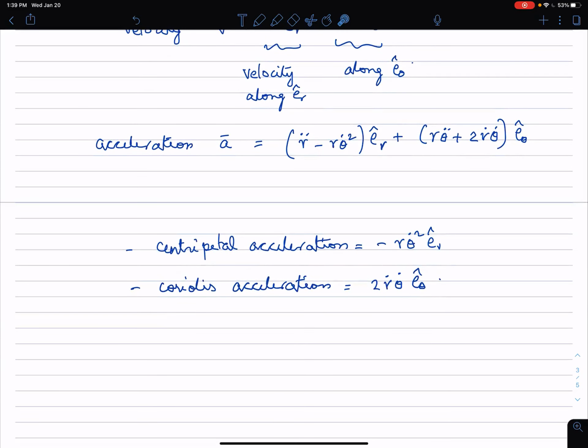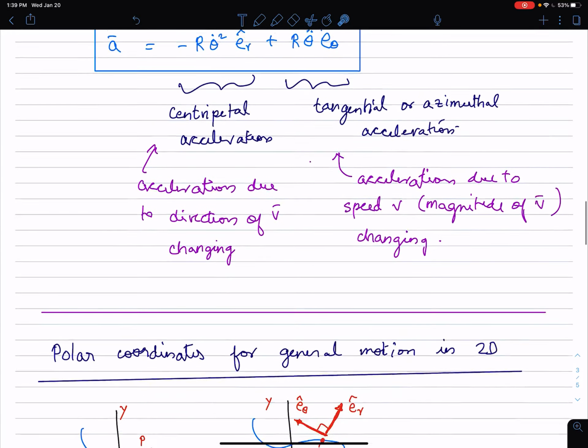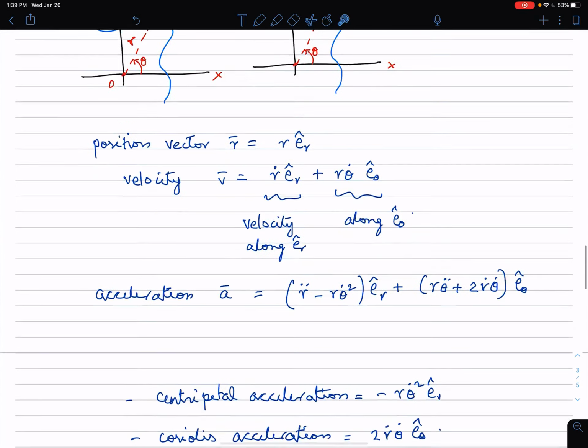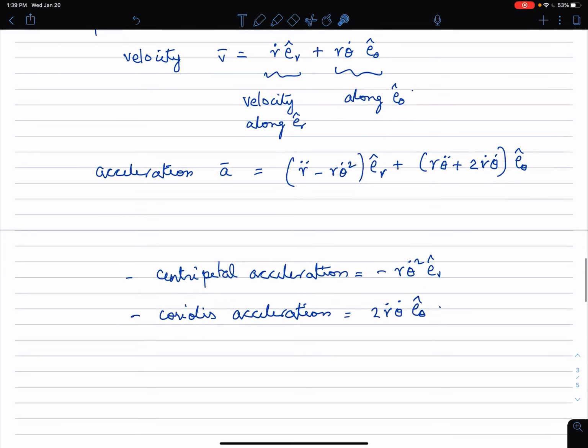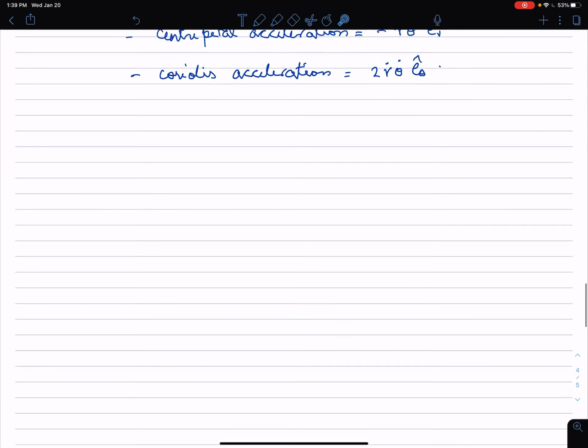And if you want to go back to your old expressions for motion in a circle, you just set those derivatives to 0. So if you set r dot and r double dot equal to 0, then you have the old equations.